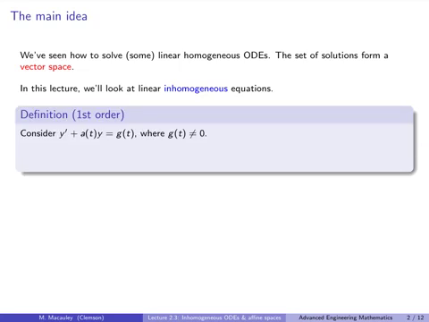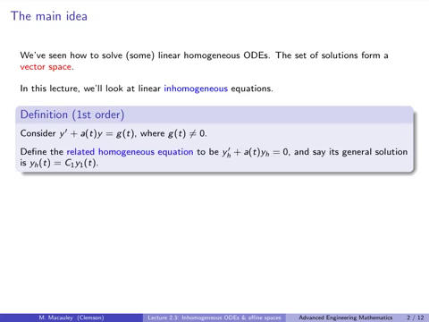Here's a definition for first order. Consider the following differential equation. y prime plus a of t y equals g of t, where g of t is not equal to 0. So in other words, it's inhomogeneous. Define the related homogeneous equation to be the following. Basically just take the original ODE and make g of t equal to 0. Now that's a different equation, so I should call it a different function, so I'm going to call it yh. So yh prime plus a of t yh equals 0.